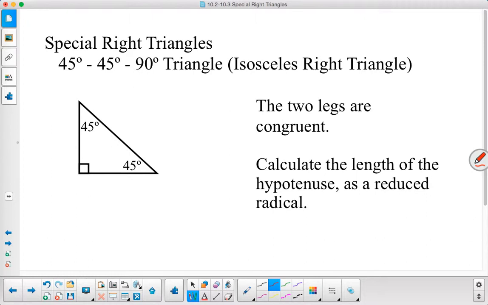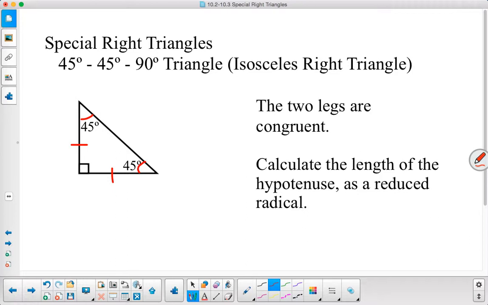Now in lesson 10.2 and 10.3, I said we were going to use special right triangles. So one special right triangle is called a 45, 45, 90 triangle. It is an isosceles right triangle, so the two legs are congruent. In isosceles triangles, if there are two angles, like the base angles, that are congruent, then the sides across from each of those are congruent. So that might help you see that it is an isosceles right triangle.